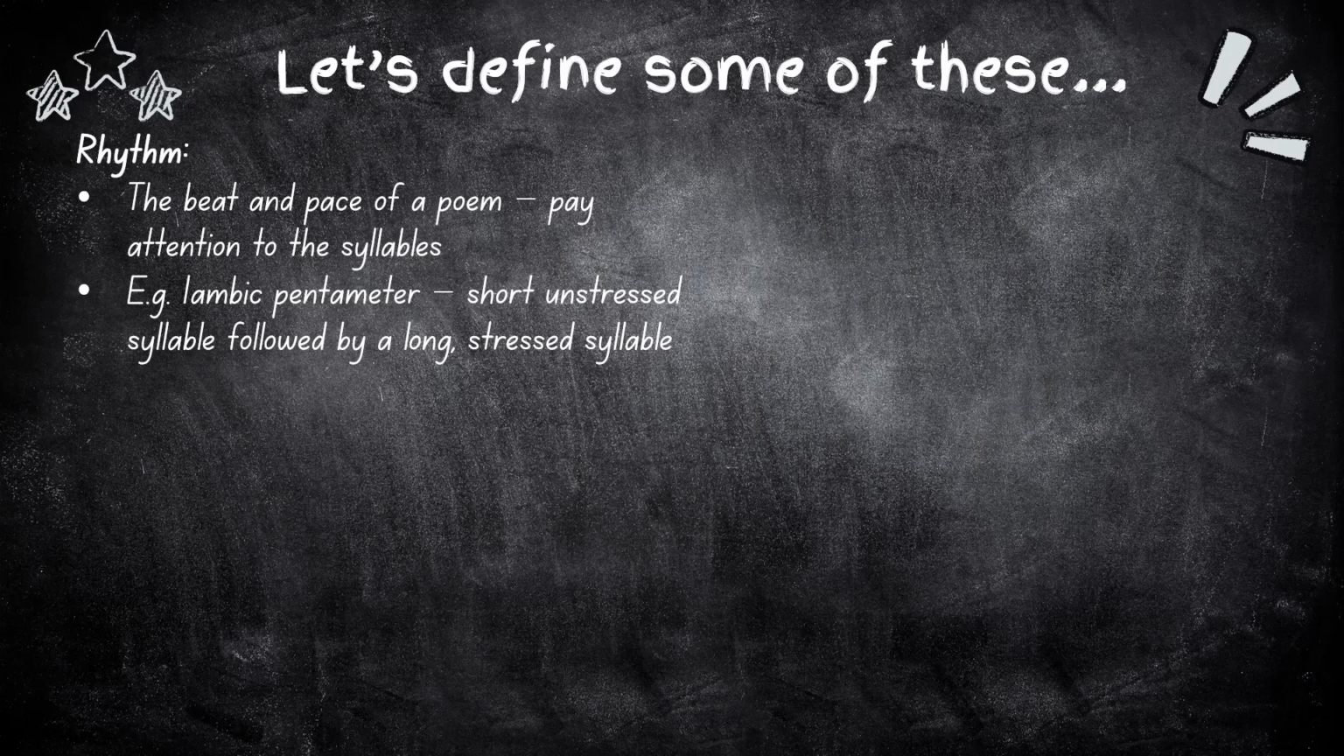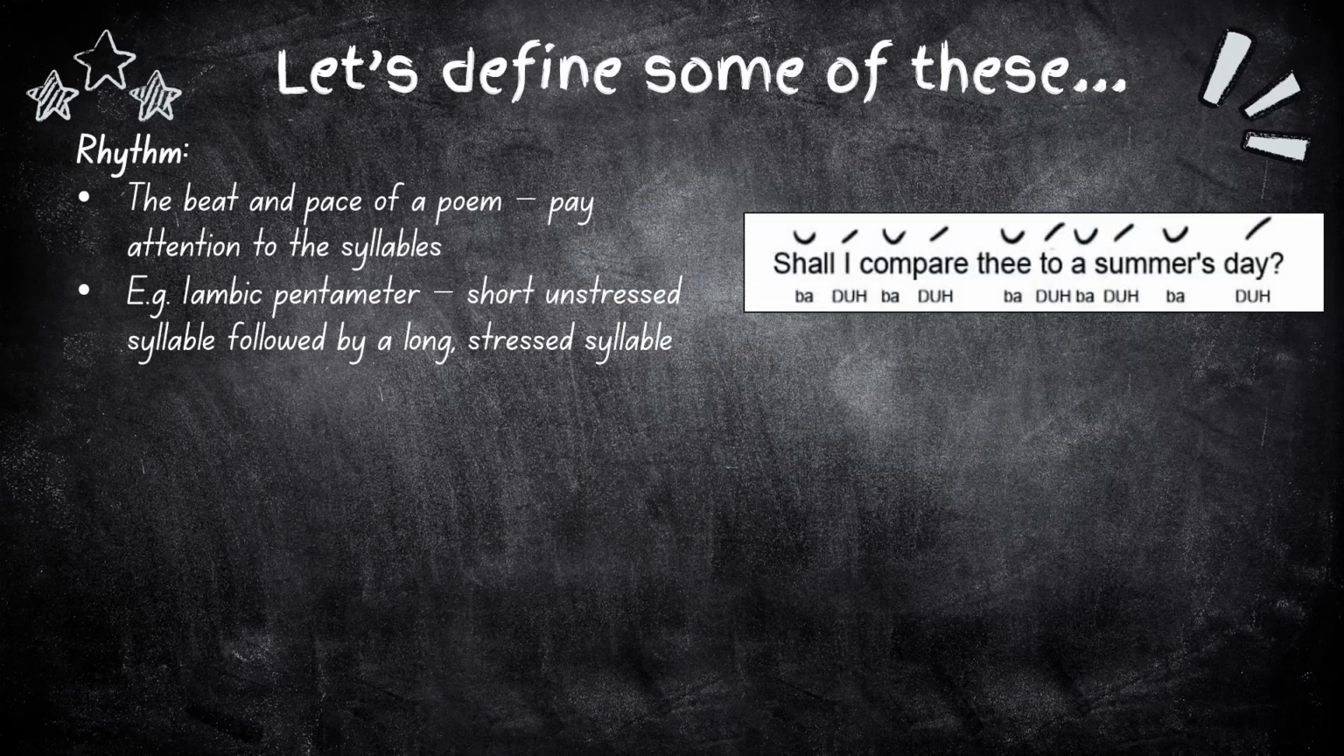Iambic pentameter in a line of poetry gives you five short unstressed syllables, followed by five long stressed syllables, which are paired together. So in total, in one line of poetry, you would have 10 syllables, where you have a short unstressed syllable paired with a longer stressed syllable.